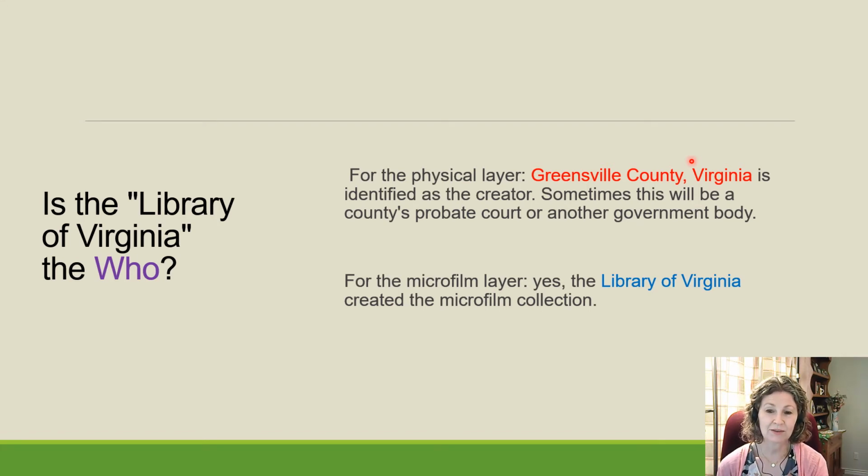It was Greensville County, Virginia, which is identified as the creator. So sometimes this will be a county's probate court or another government body, but often I will just use the county as the creator. We don't ever use the clerk because clerks change, and it's generally the county that is regulating the creation of this type of a record.